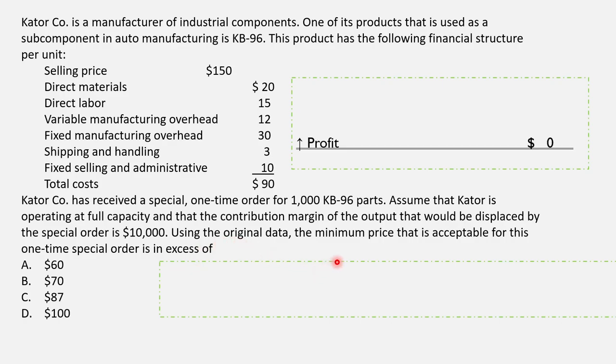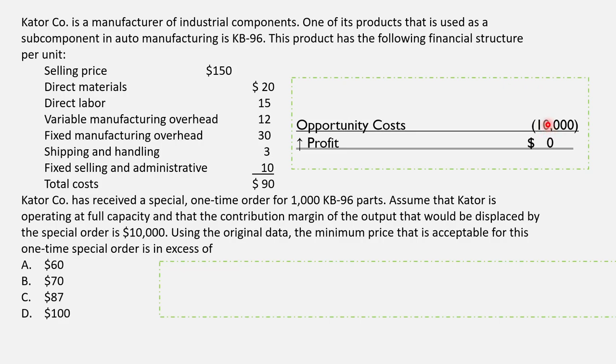Using the original data, the minimum price that is acceptable for the one-time special order is in excess of? Okay. So, our minimum price should at least give us zero losses. Kahit wala tayong kita, ang importante, yung profit natin at least zero. Hindi dapat magkaroon ng lugi. So, how much will be our opportunity cost? Based on the given, the displaced sales is $10,000 in total. Yan yung opportunity cost. Mawawalang contribution margin sa atin galing sa regular sales, no? This is the CM of the output that would be displaced by the special order. Yan sana yung kikitain sa regular sales na hindi na natin kikitain kung tatanggapin natin yung special order.